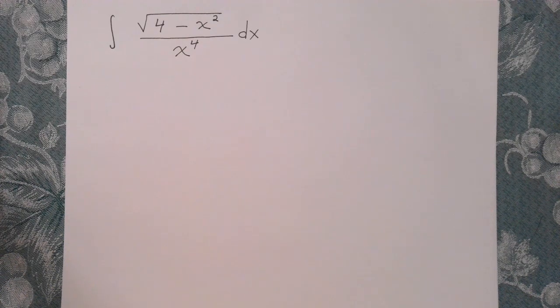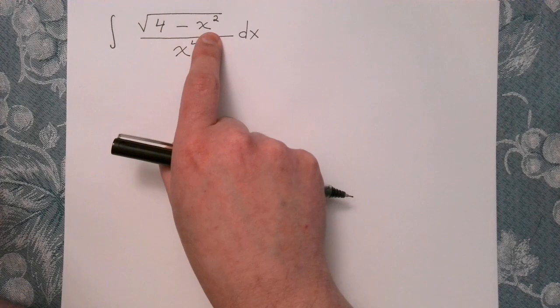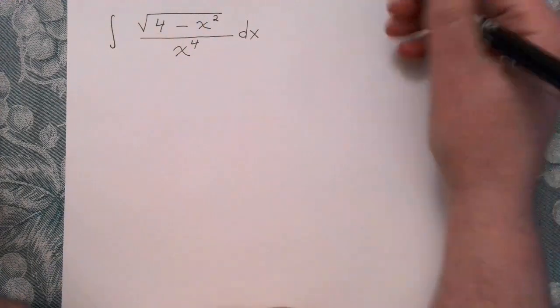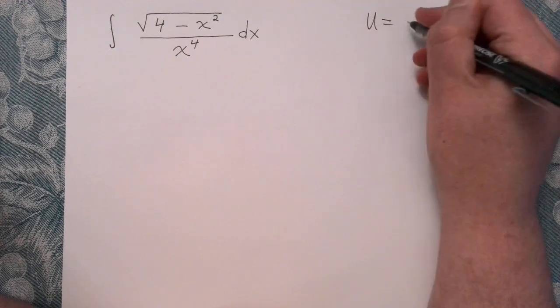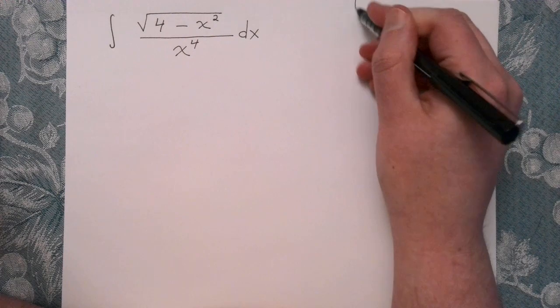Hey everybody, welcome back. So let's do a couple example problems where we use integration by trigonometric substitution. Okay, so for this first example, it looks like this is in a squared minus u squared form, so I'm going to use a sine substitution. So u is equal to a sine of theta.